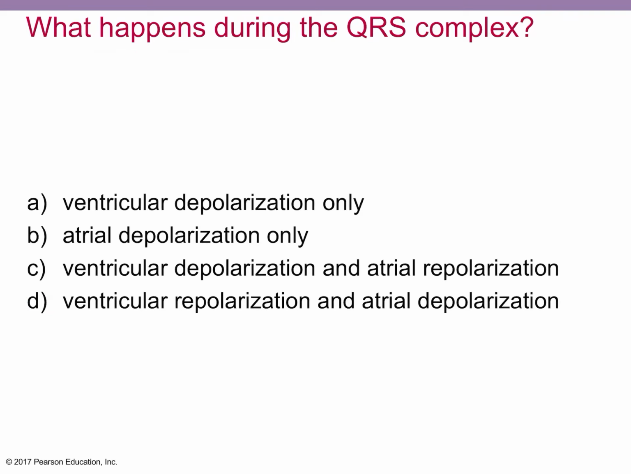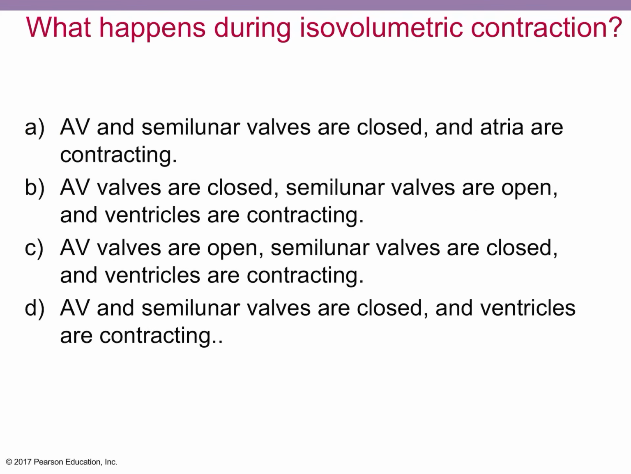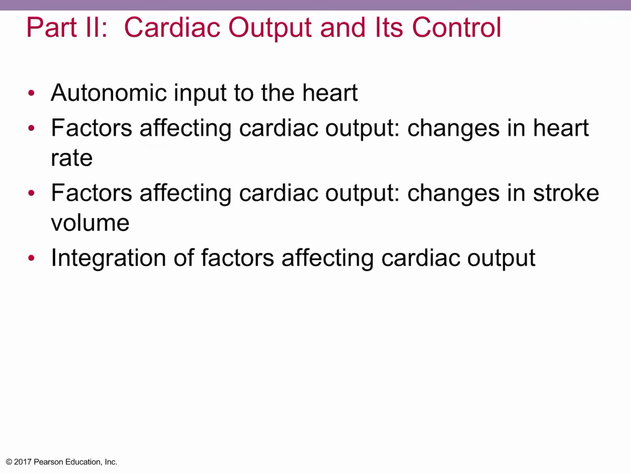What happens during the QRS complex? The answer is letter C, ventricular depolarization and atrial repolarization. What is the mean arterial pressure? The answer is letter A. What happens during the isovolumetric contraction? And that answer is letter D.